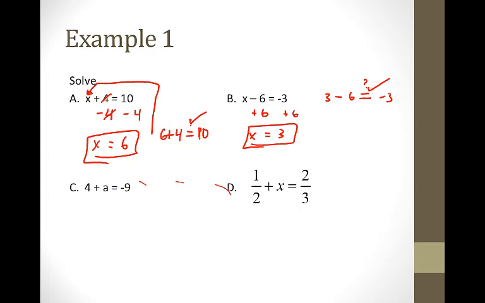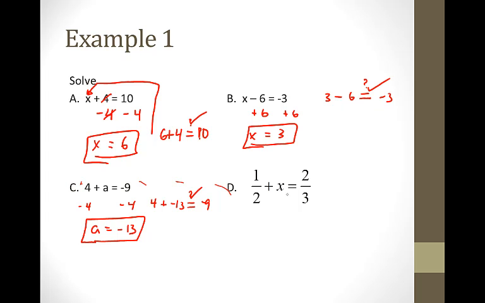How about this next one, part C? 4 plus a equals negative 9. This 4 is an understood plus, right? So I'm going to subtract 4 from both sides. And I'm going to get a equals negative 9 minus 4 is a negative 13. Again, we can check this. 4 plus negative 13, is that equal to a negative 9? And it sure is.